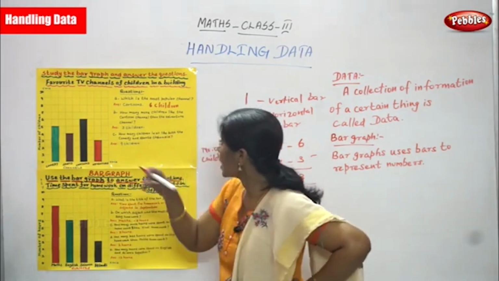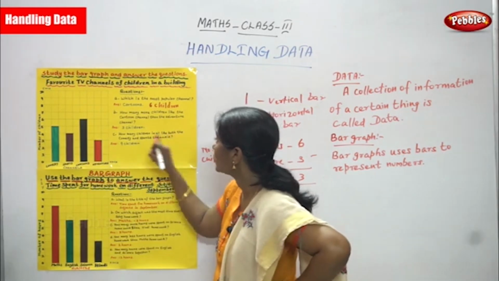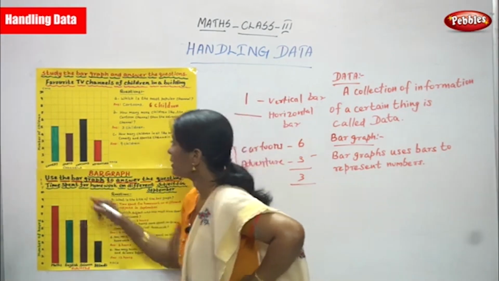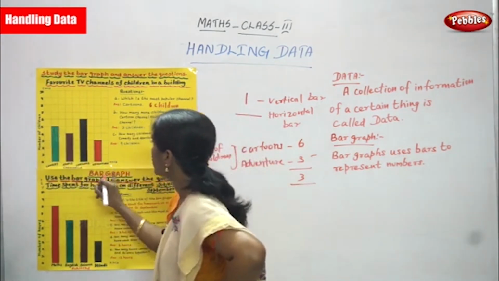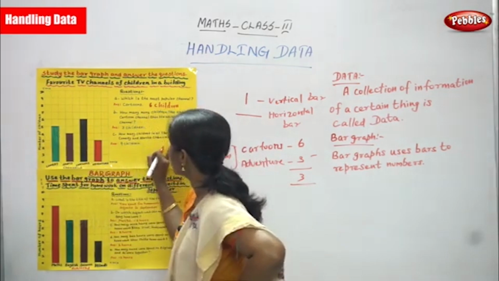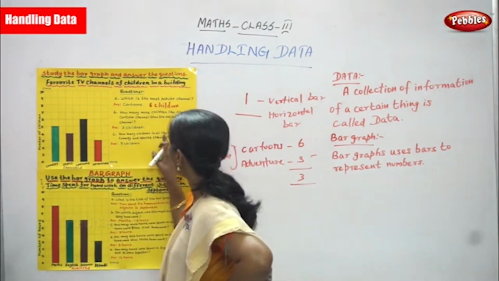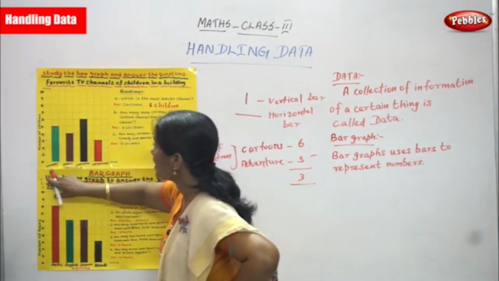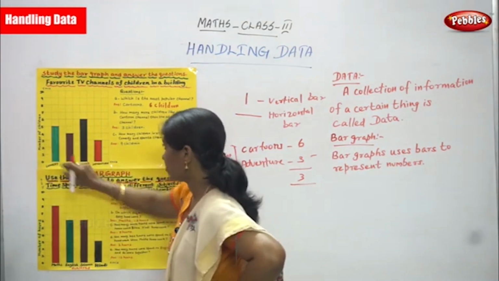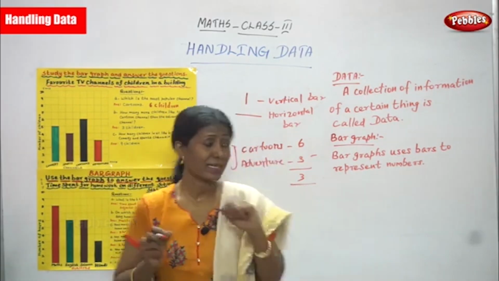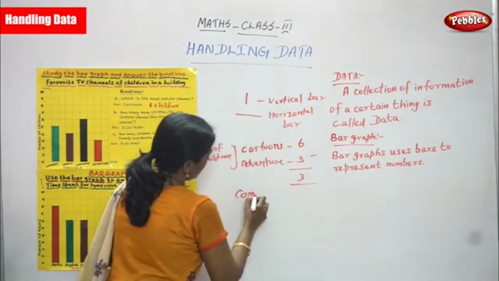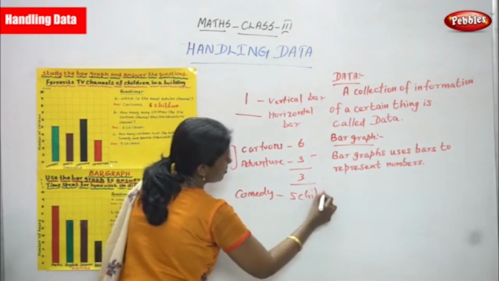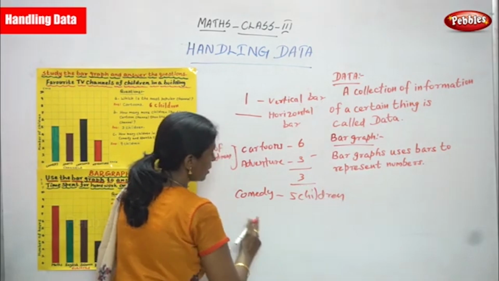The third question is, how many children in all like both the comedy and sport channel? Comedy is what? 5 children. How many children watch the comedy channel? 5 children, sorry, not channels, a little confused. Comedy is 5 children. 5 children watch the comedy channel.